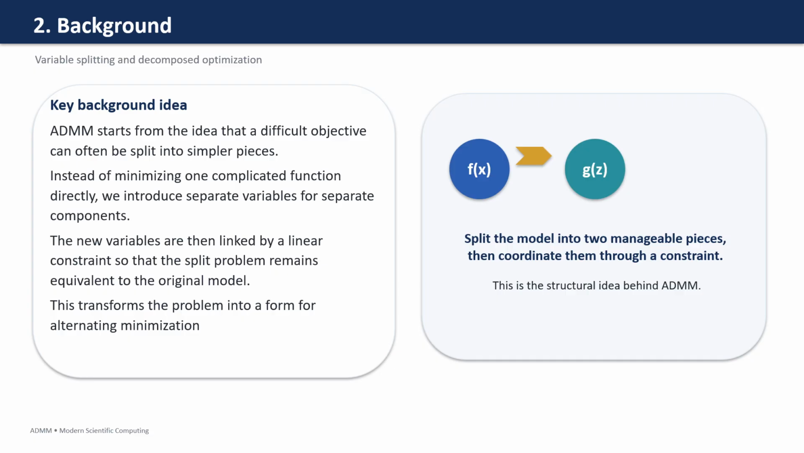Because the method alternates between updating each variable block separately, while the dual variable keeps track of the mismatch between them, this way ADMM can solve each subproblem separately while still ensuring that the solutions remain consistent. So yeah, now moving on to the problem form.